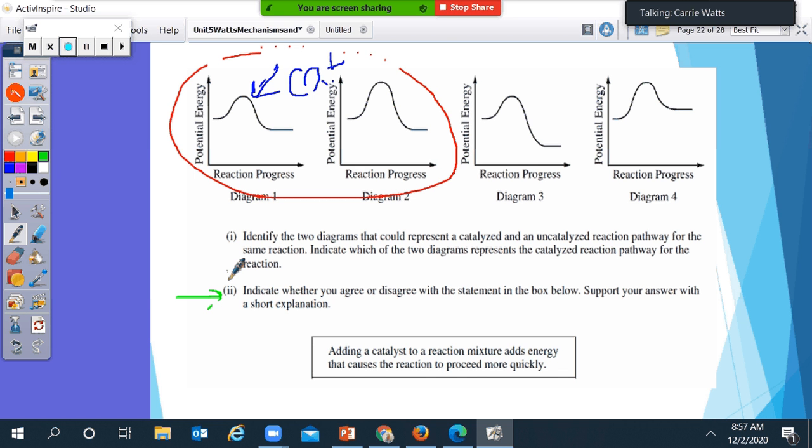Well, the answer is actually disagree. So you should say disagree. And the reason is the catalyst does not add energy. It provides an alternate pathway by lowering the activation energy. So it does not add energy, because remember, delta H does not change.